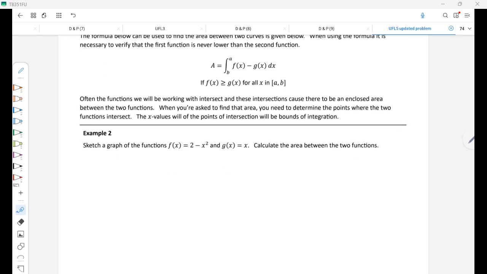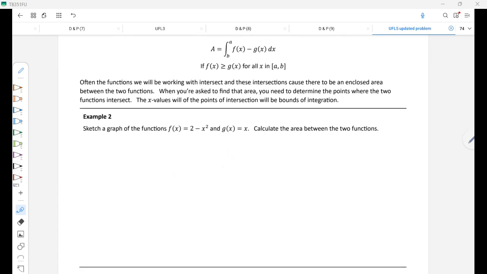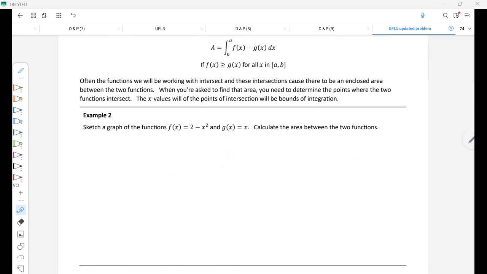One of the things that happens with these problems is that when the curves do intersect, a lot of times that creates natural spots to integrate from. So if you have two curves that intersect, we're going to see when we sketch this out in a minute, it will just say to find the area between the two functions, and it will be our job to find those intersections as well. So let's take a look at these.